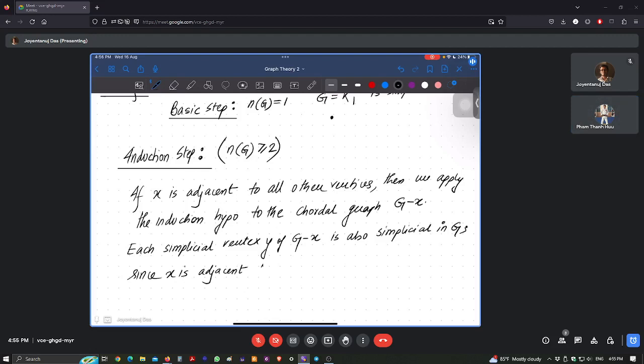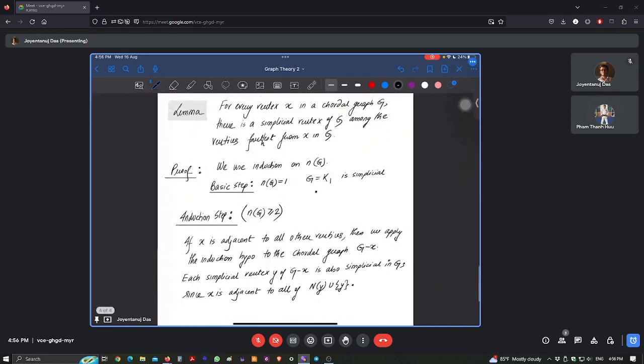Since x is adjacent to all of the neighbors of y, and y itself, any vertex that is simplicial in G minus x is also simplicial in G. So I can take that vertex, and that will satisfy my condition, that I will find a vertex among the farthest in G, because x is adjacent to every other vertex, so that is not a problem.